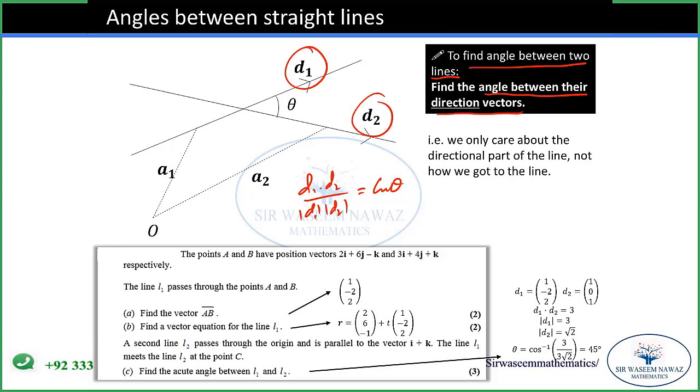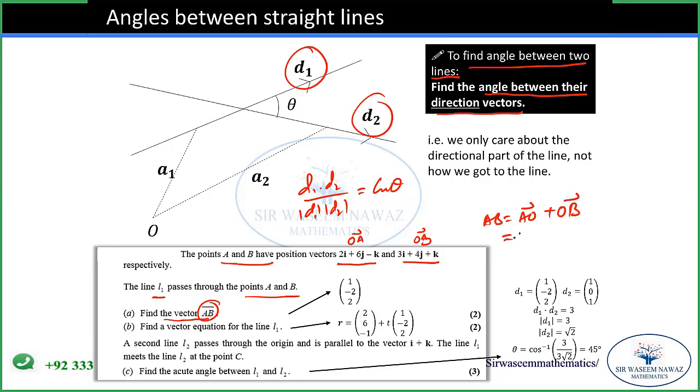Now look at this question. The points A and B have position vectors this and this. The line L1 passes through the points A and B. Find the vector AB. We have two position vectors, so I can say this is my vector OA, this is my vector OB. I want to find the vector AB, so I can write AB equals AO plus OB, as you did in your AS.